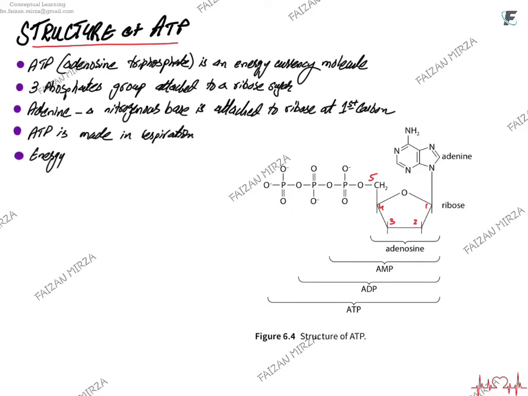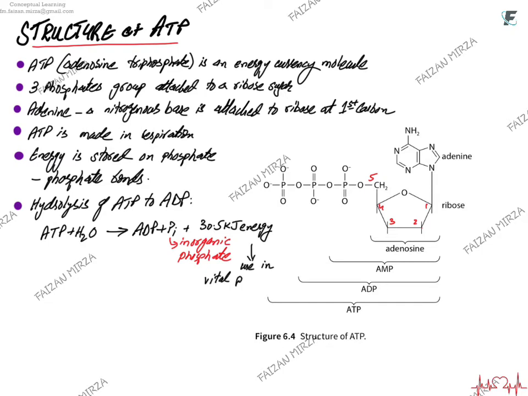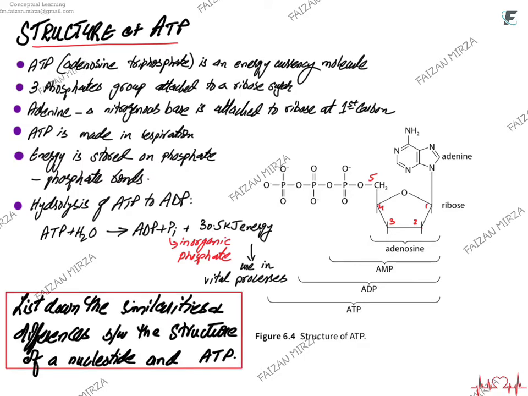So ATP is made in respiration. We know that energy is stored in the phosphate bonds, and when these phosphate bonds are broken or hydrolyzed, the energy is released. For example, if ATP is broken down, it would break down to ADP and release Pi, an inorganic phosphate. When this inorganic phosphate is removed, 30.5 kilojoules of energy is released in ATP hydrolysis, and this is the energy used for vital processes in the cell. You can recall the structure of a nucleotide that we have just discussed and compare it with ATP to develop more understanding of this.